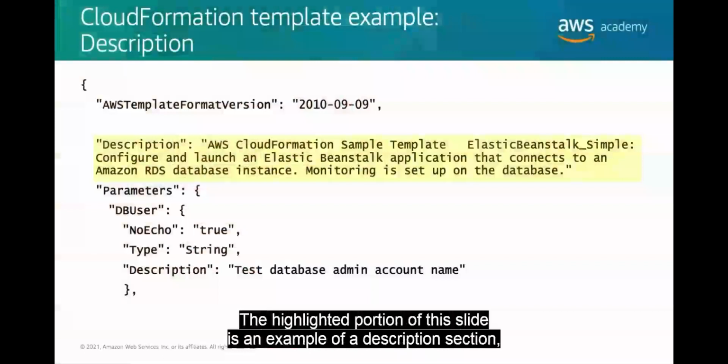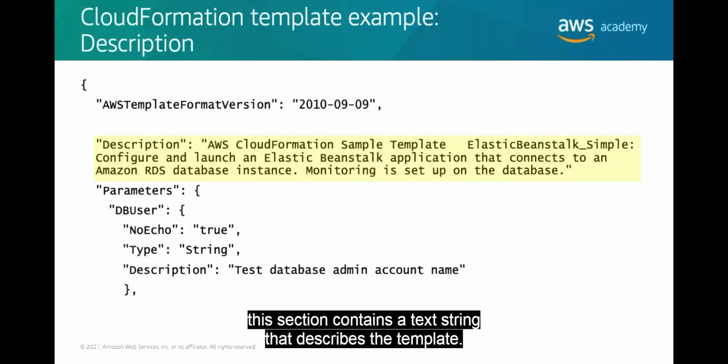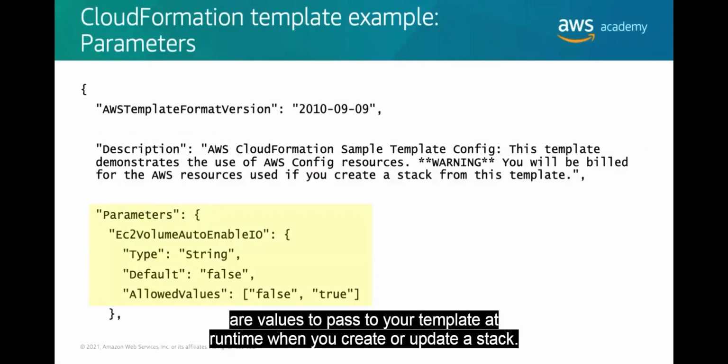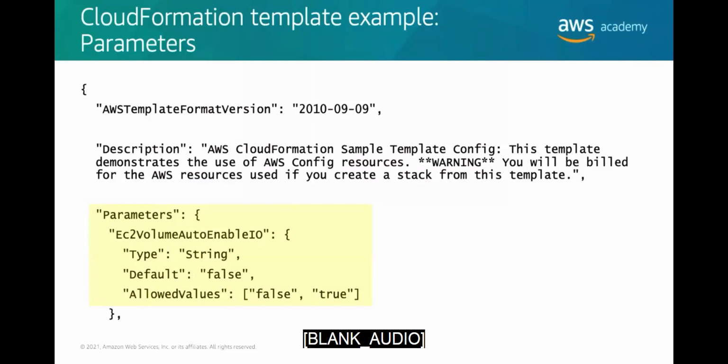The highlighted portion of this slide is an example of a description section. This section contains a text string that describes the template. In this slide, we've highlighted an example of a parameters section. Parameters are values to pass to your template at runtime when you create or update a stack.